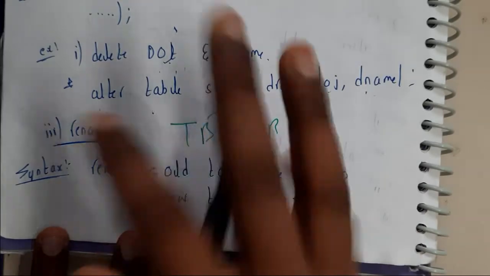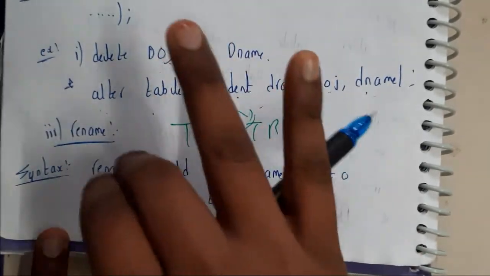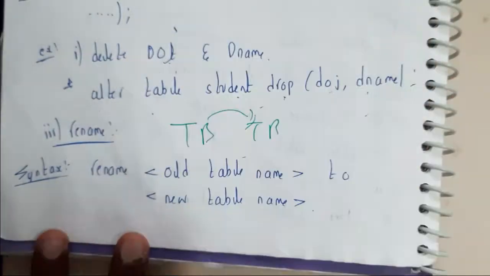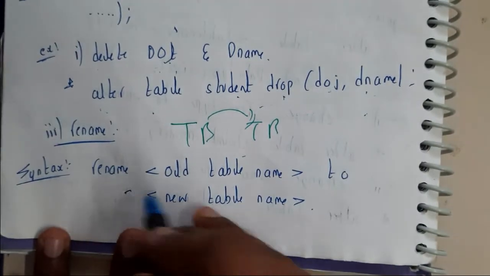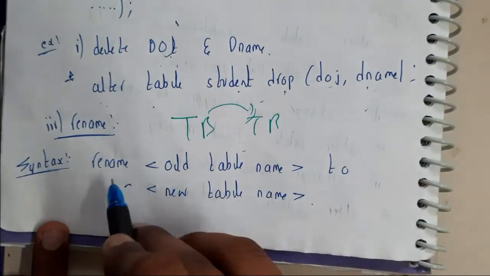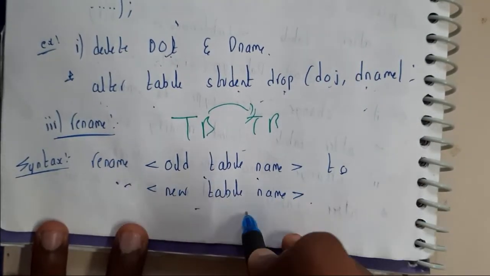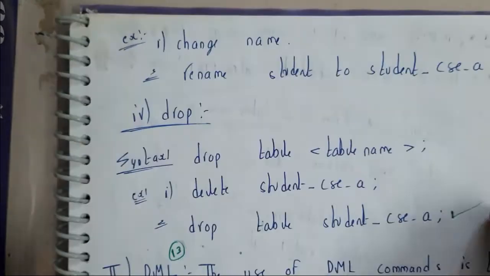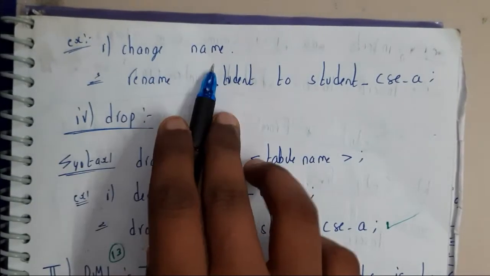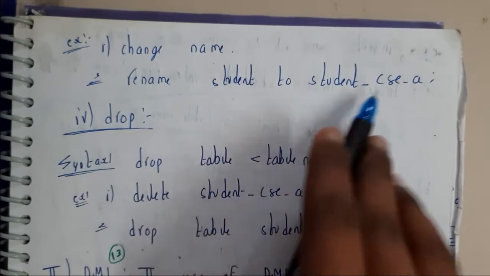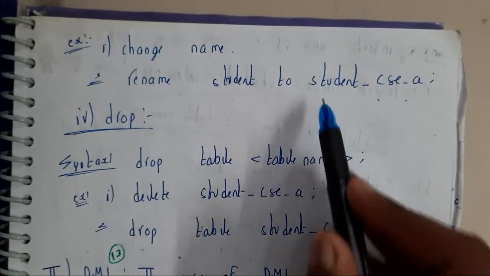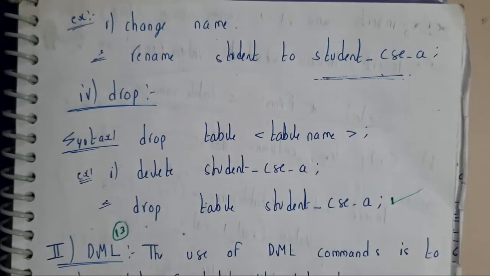We are also having 5, right? Totally: alter, create, rename, delete, truncate. So now let us go through rename. So this rename is used to modify the table name. So rename the old table name to new table name. So in this way, fine. So similarly, we can take a small example, change the name of the table. So rename student to student underscore CSC underscore A. So we change the name now to student underscore CSC underscore A.